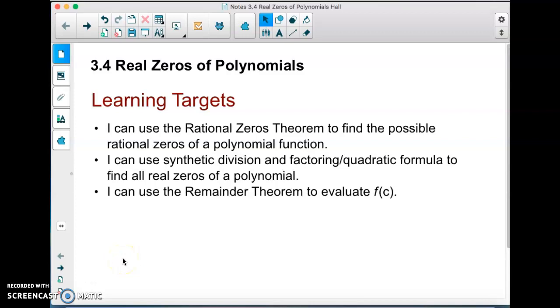Okay, in 3.4, we're going to look at real zeros of a polynomial. Learning targets: I can use the rational zeros theorem to find the possible rational zeros of a polynomial function. I can use synthetic division and factoring or the quadratic formula to find all real zeros of a polynomial. And I can use the remainder theorem to evaluate f of c. We'll take a look at that.